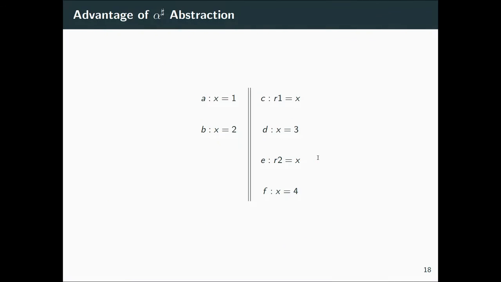In the previous example, we did not see the advantage of our second level abstraction alpha sharp. Let's take a look at the following example to understand how it affects our analysis. For the current purpose, we will not look at the execution of the entire program, but we will look at the program states reachable after instruction F under different sets of interferences.